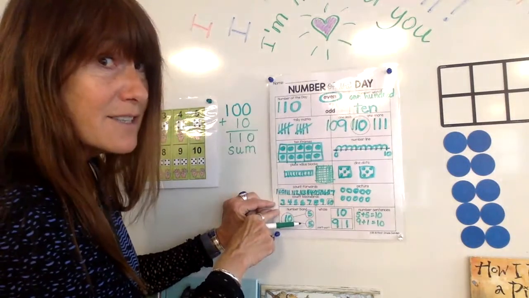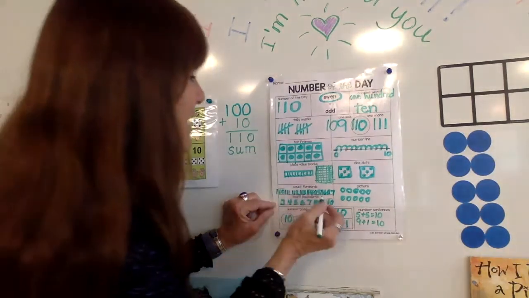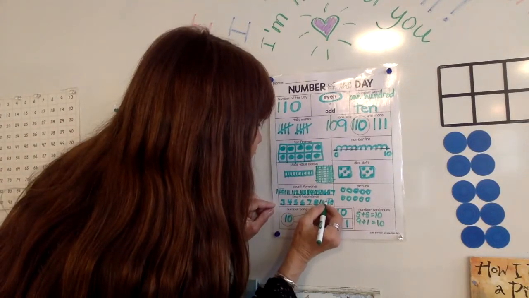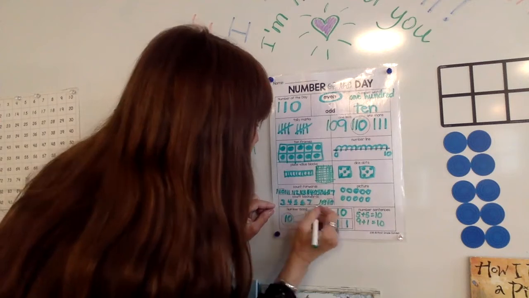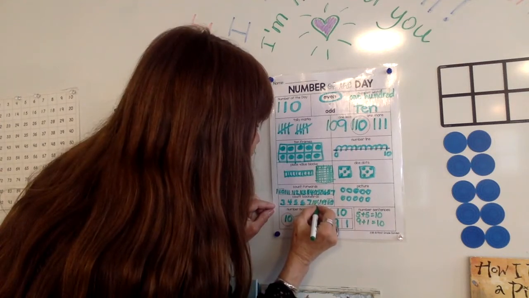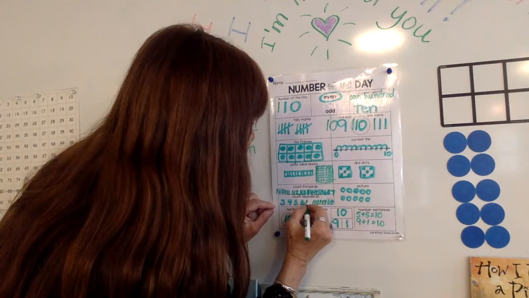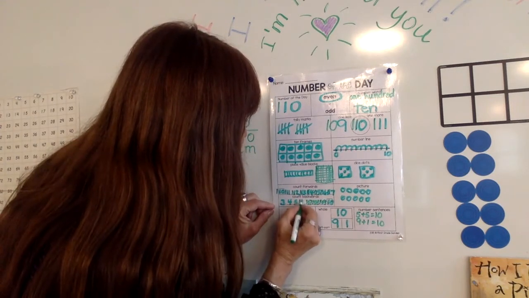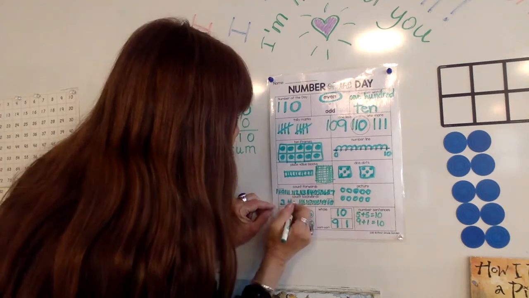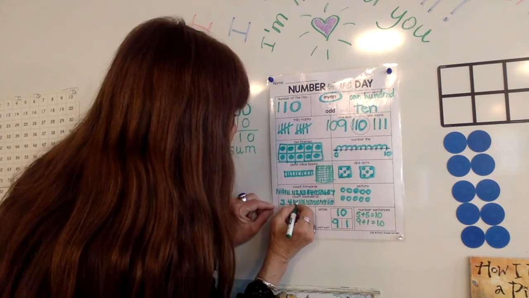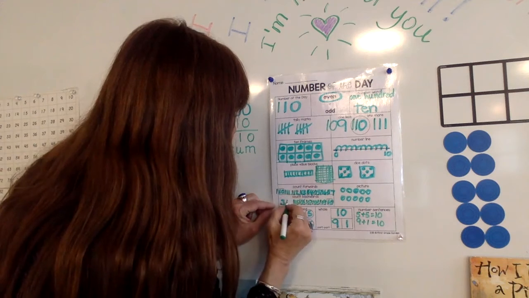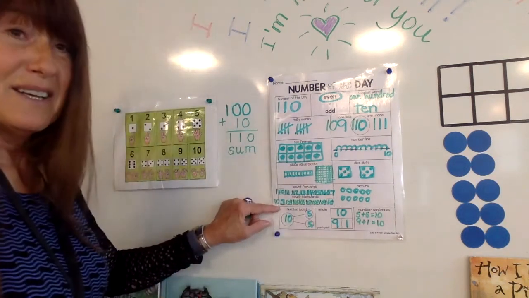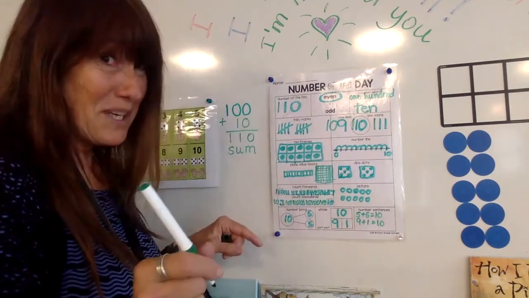Going backwards though, remember, these are single digit numbers. There's no tens. So we have to add a 0 in the tens place. So we have 110, and then it would be 109. It would be 108. It would be 107. 106. 105. 104. And 103. Some of you are getting this.